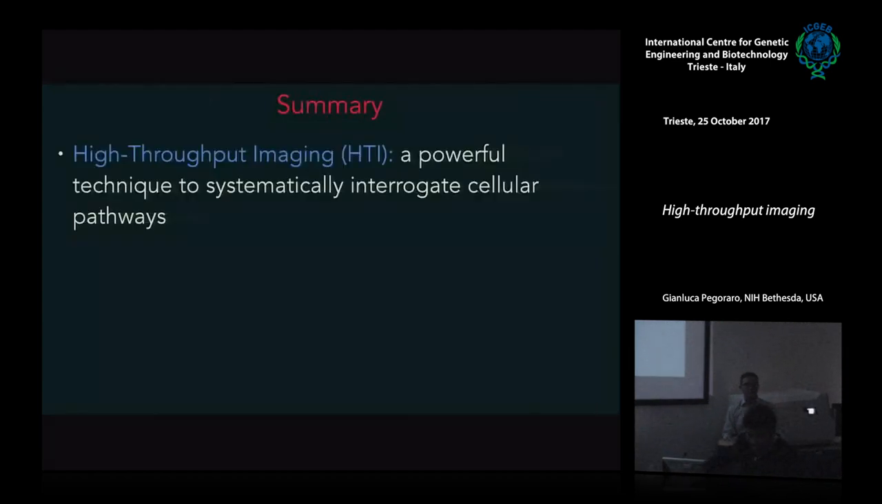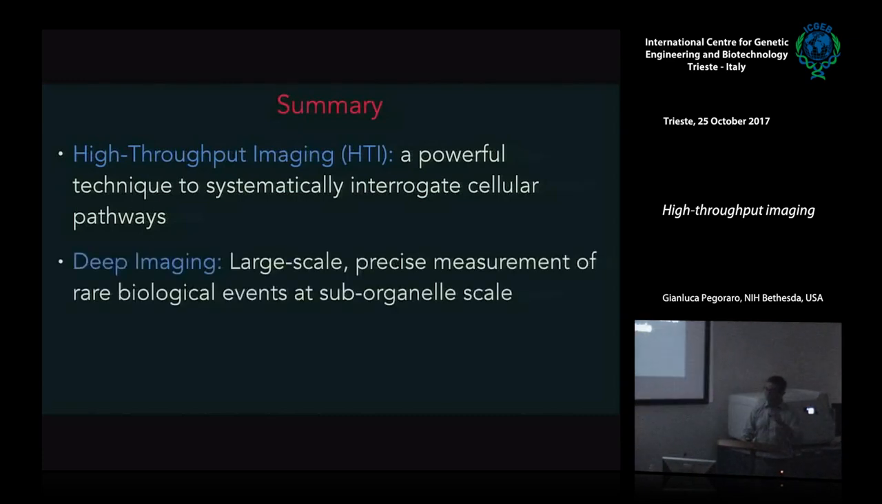So, to end, I want you to go away with three main messages. The first one, again, is that HTI is an extremely powerful and flexible technique, and as the title of the presentation says, it can be used to systematically integrate cellular pathways. Today I showed you cellular pathways that are related to nuclear architecture, but it can basically be used for any question that can be addressed with microscopy.